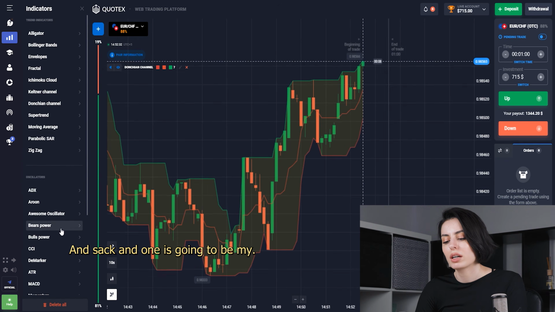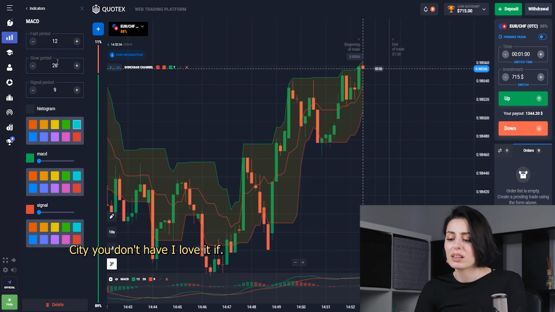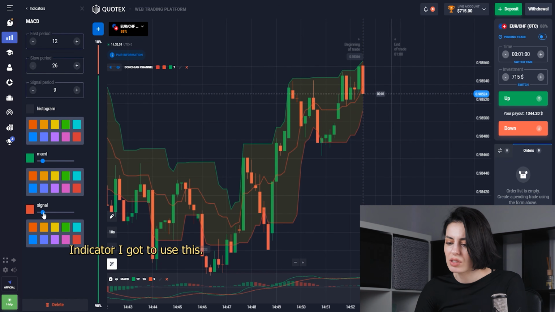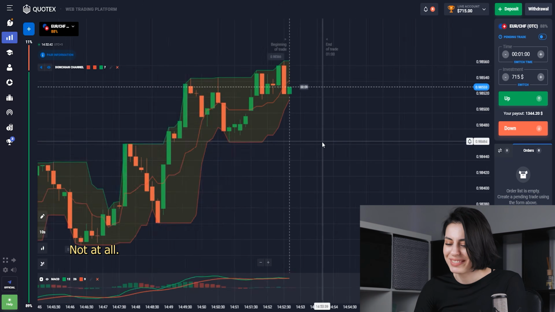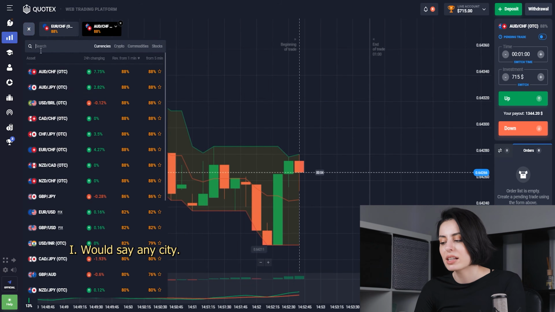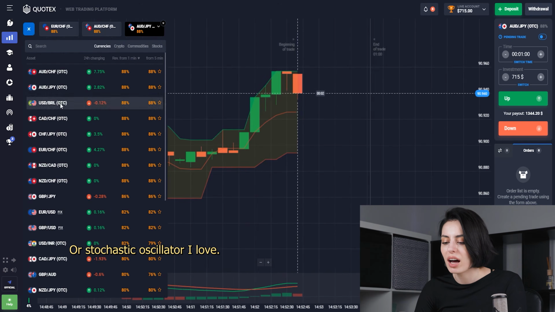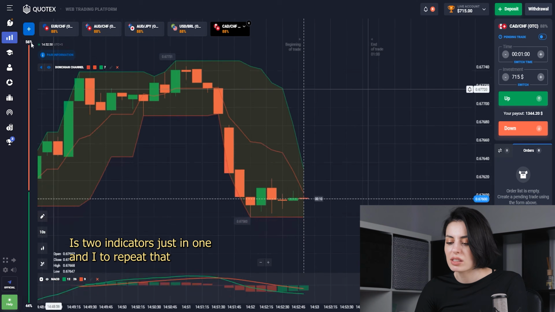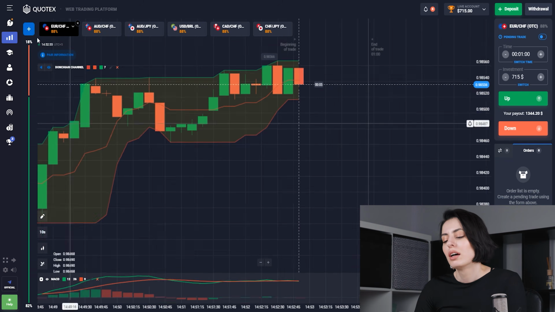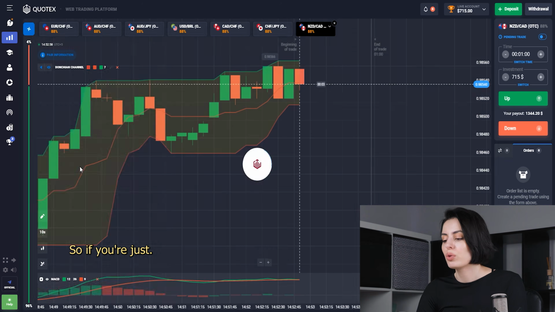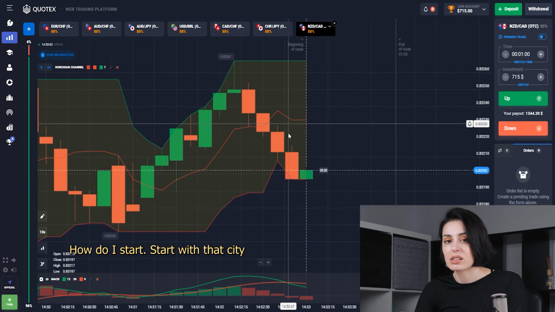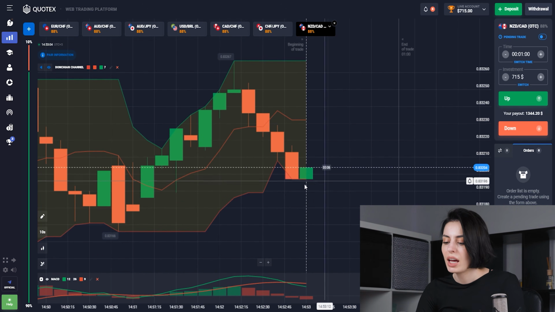And the second one is going to be MACD. You know how I love it. If anybody asks me what indicator I should use with, I don't know, like 100% possibility, I would say MACD or stochastic oscillator. I love MACD just because it's 2 indicators in one, and I have to repeat that I don't know how many times. So if you are just now thinking about asking me how to start with the MACD.